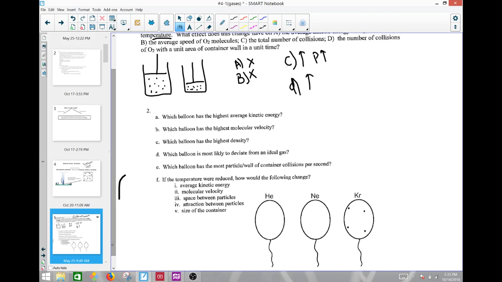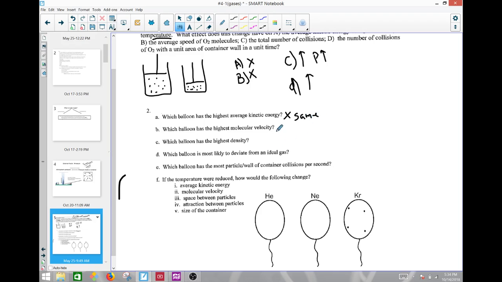It says, which balloon has the highest average kinetic energy? Looks like we're looking at these balloons right here, three of them. They're all the same temperature, the same volume, and under the same pressure. So which one has the highest average kinetic energy? Since they're all the same temperature, they're all the same.